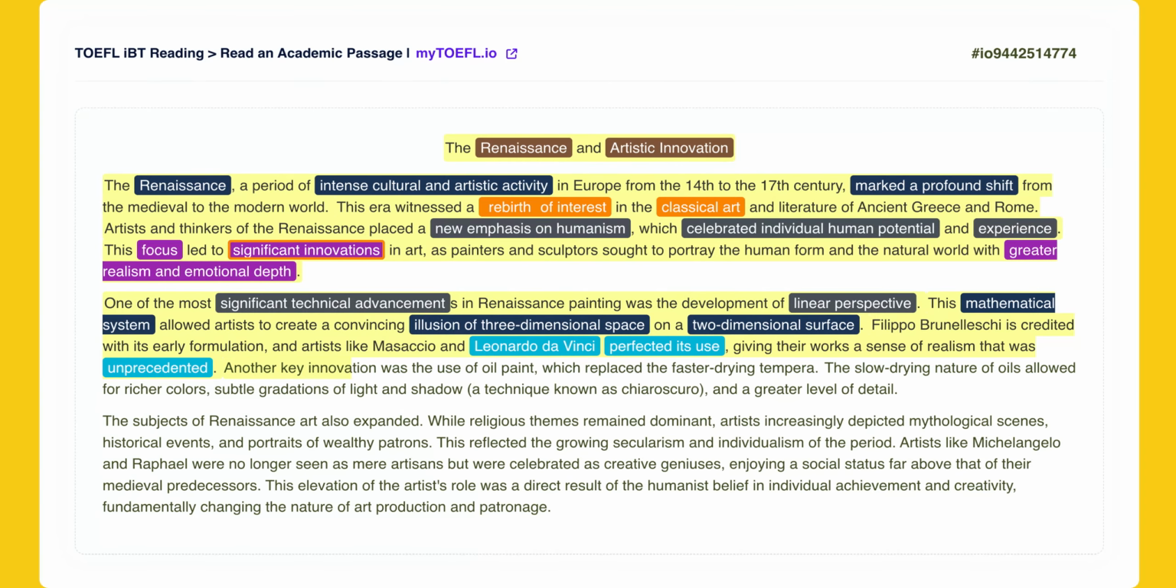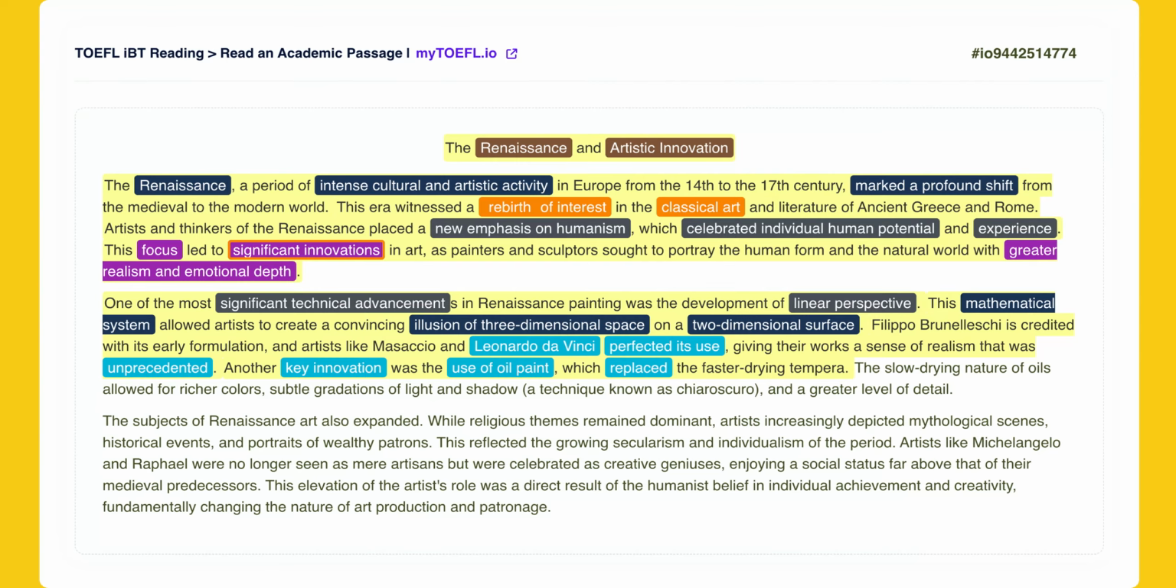Another key innovation was the use of oil paint, which replaced the faster-drying tempera. Here is a second technical example. The use of oil paint is our key innovation. It replaced an older material called tempera. This comparison is a classic TOEFL detail. The test might ask you what changed when oil paint arrived.